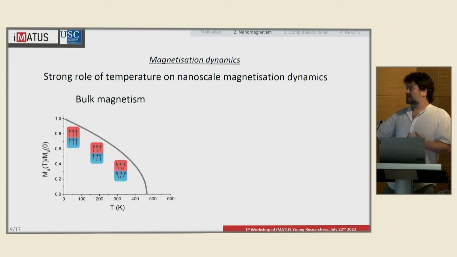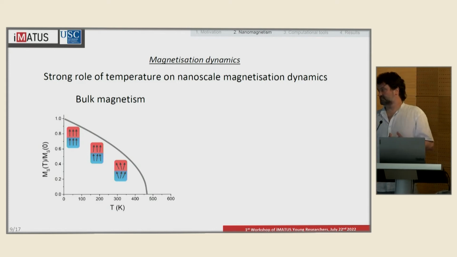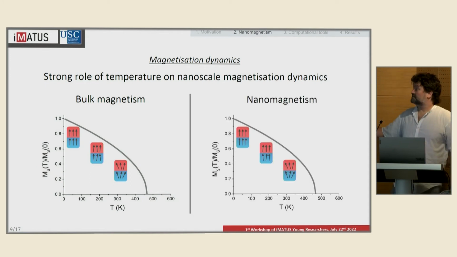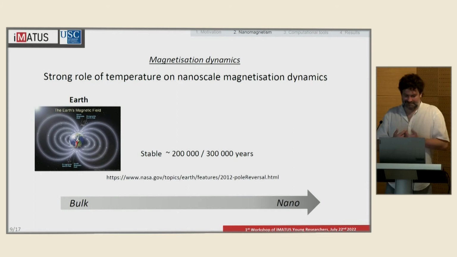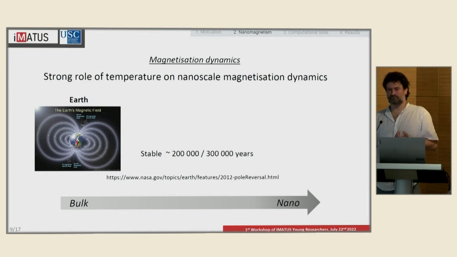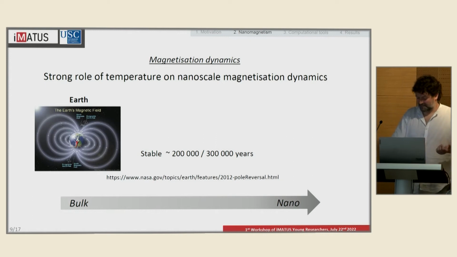If you think of bulk magnetism, temperature just gives you a decrease in the magnetic moment. And that is the same effect that you get in nano. You will get a decrease in the net magnetic moment. But the key is that in nano, the magnetic moment itself can fluctuate internally. What is the meaning of this? What we call a magnet has a north and south pole. That makes sense if we think of the Earth. The north and south poles of Earth are fixed on our time scales.